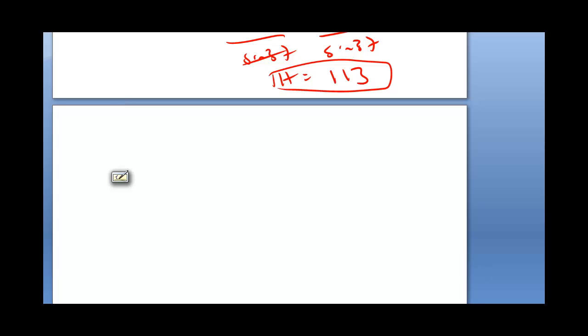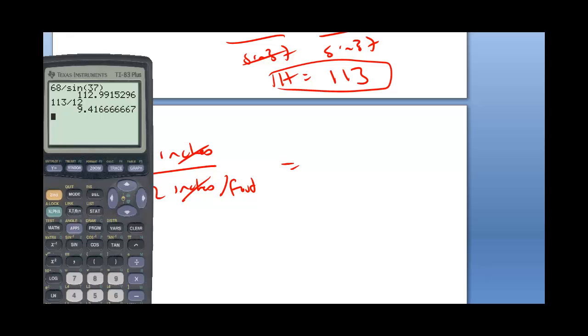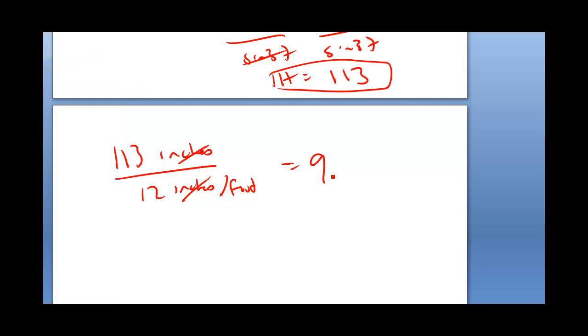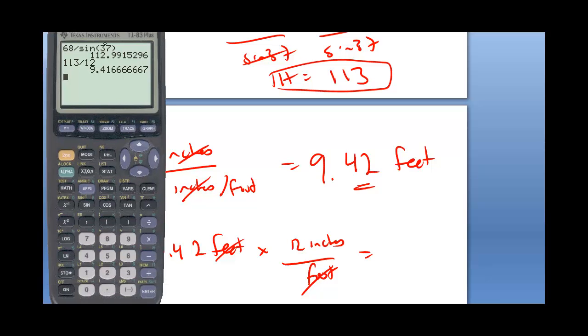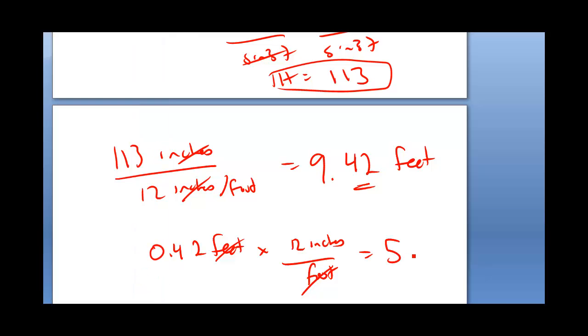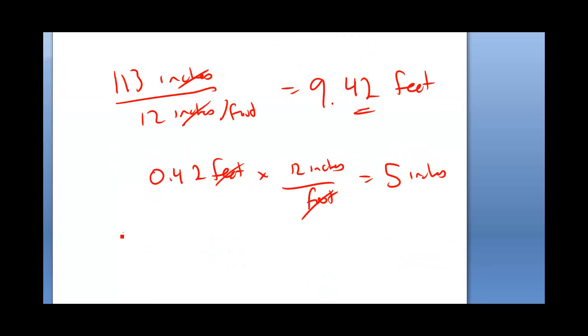So 113 inches, and divide by 12 inches per foot, and we're left with 9.42 feet. But we don't want that, we want feet versus inches, so we can say, well, 0.42 feet, and if we multiply that by 12 inches per foot, the feet divide out, and we're left with 0.42 times 12, 5 inches, okay, so that side is going to be 9 foot 5 inches, okay, for the hypotenuse.